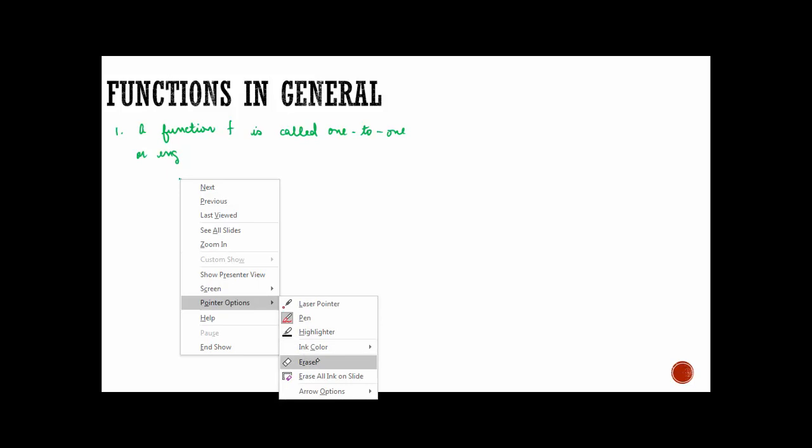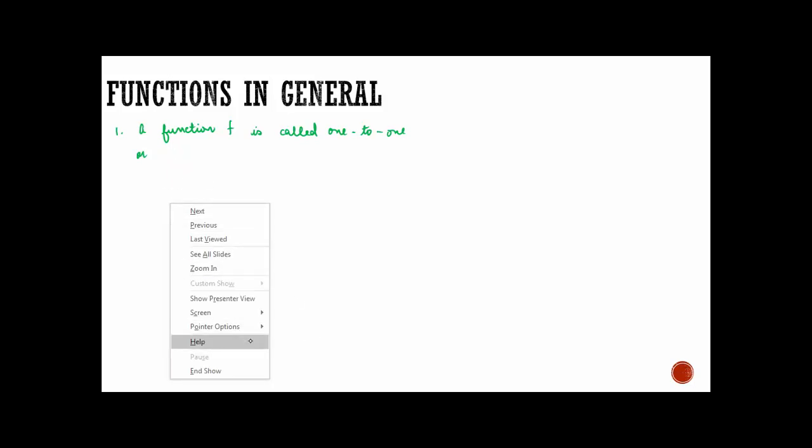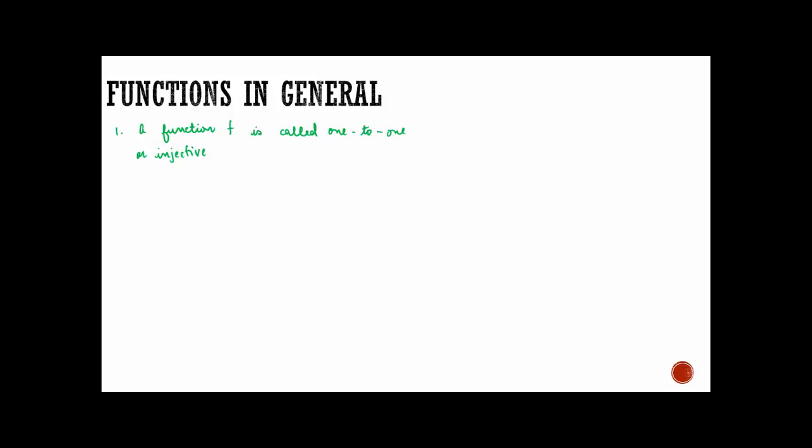So a function f is called 1-to-1 or injective if (a, b) is part of the function set and (c, b) is also part of this function set, implies that a is equal to c.